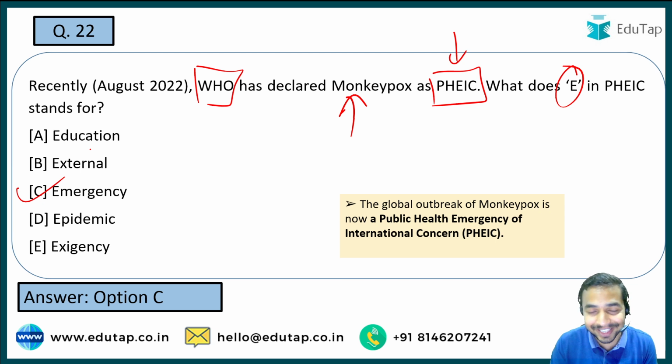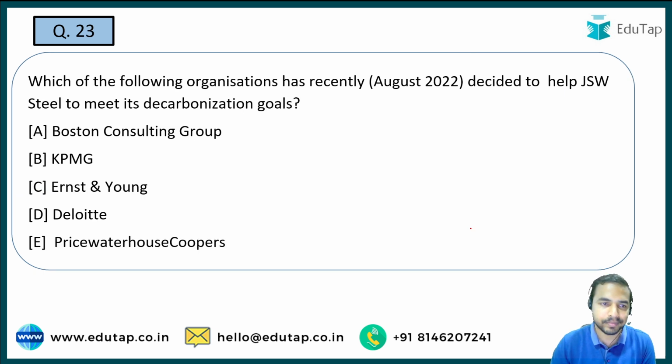So what is the full form of PHEIC here? That is also required to be remembered from the exam point of view. It is Public Health Emergency of International Concern. That is what PHEIC stands for. Okay, next question.